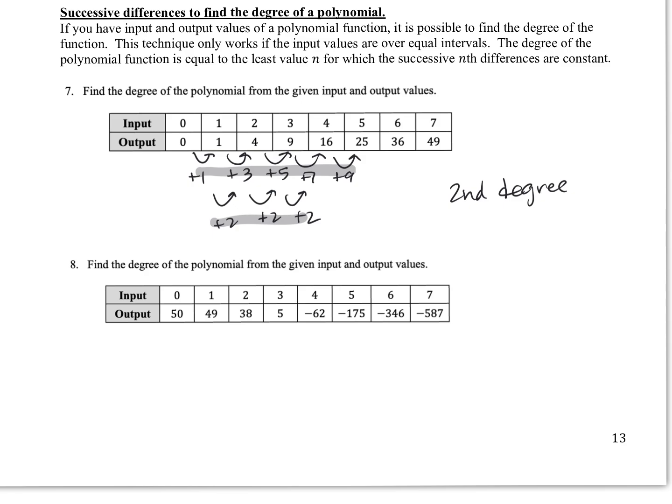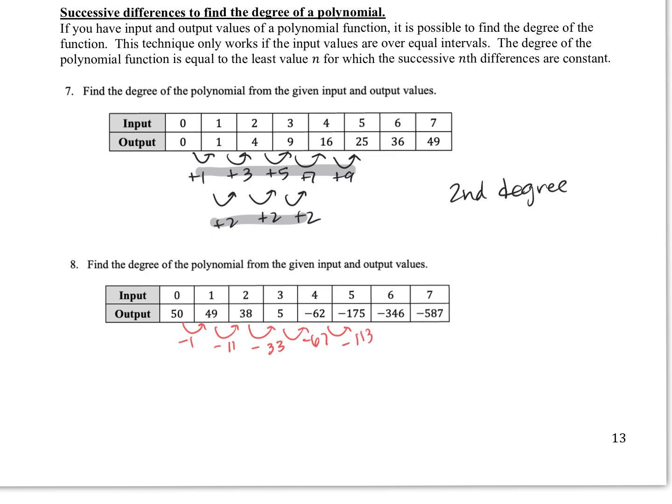And then let's do the bottom one. Whoo! We can do this without a calculator. What are we doing here? Subtracting 11. What are we doing going from 49 to 38? Subtracting 11. 38 to 5, we're subtracting 33. 5 to negative 62, we're subtracting 67. Negative 62 to negative 175, subtracting 113. I love this mental math.